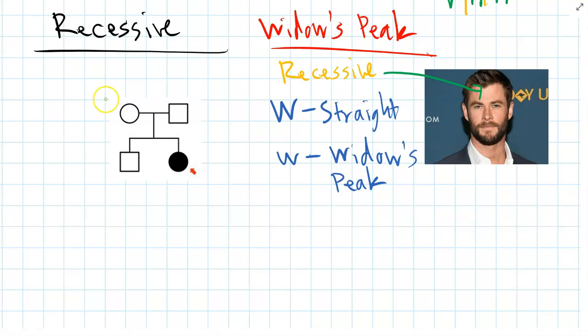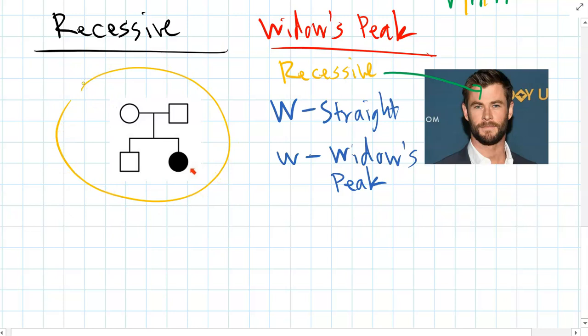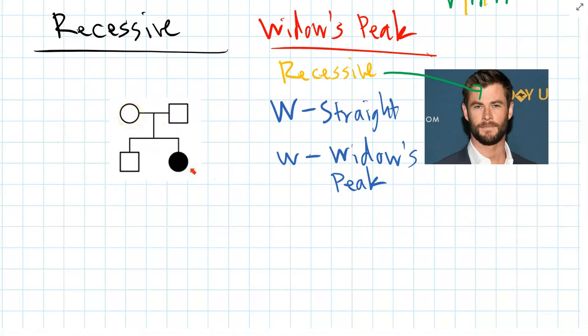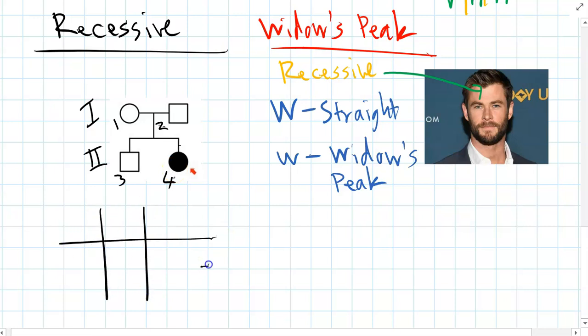Alright, so here we have a family tree. It's a similar family. Well, it's actually the same one. We've got two parents and a son and a daughter. So let's label the generations and the individuals. But now neither of the parents has a widow's peak, but the daughter does. So let's use some deduction with our Punnett square again.